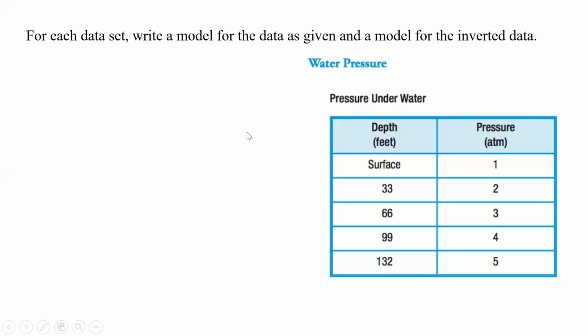All right, so this one, for each set of data, we're supposed to write a model for the data as given, and then a model for the inverted data. All right, so that's going to be something we have to work with. And so what we're going to do is plug all that into our calculator.